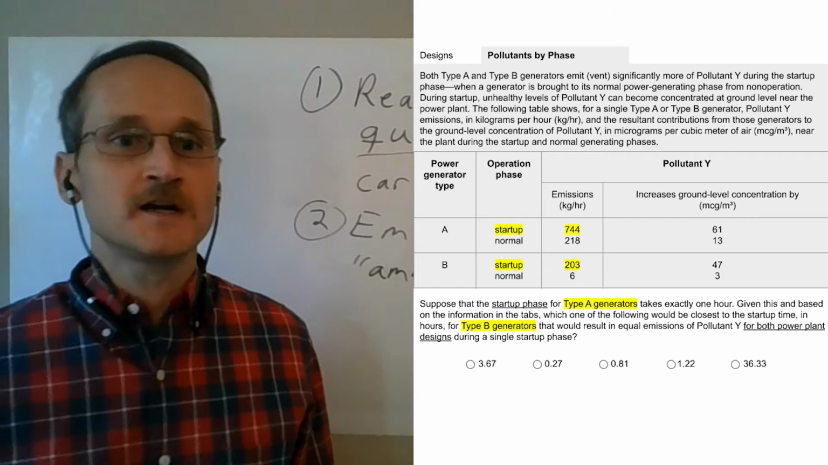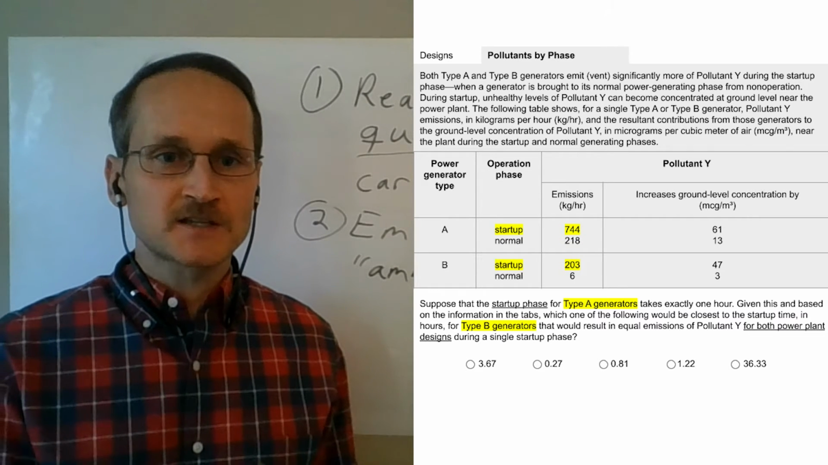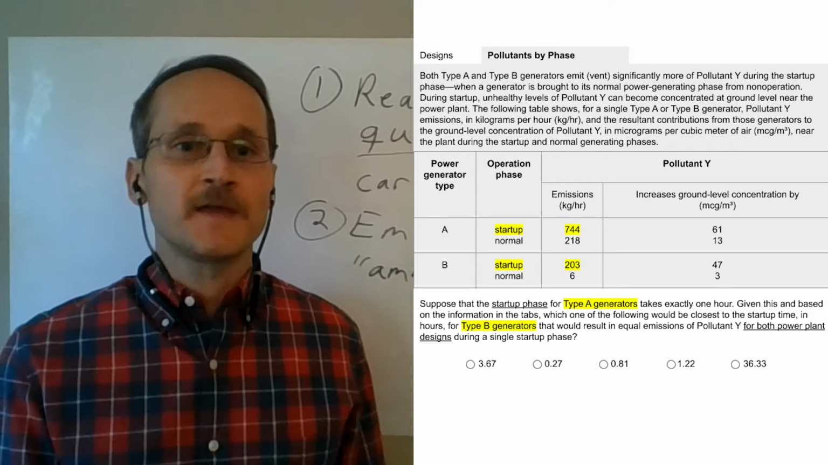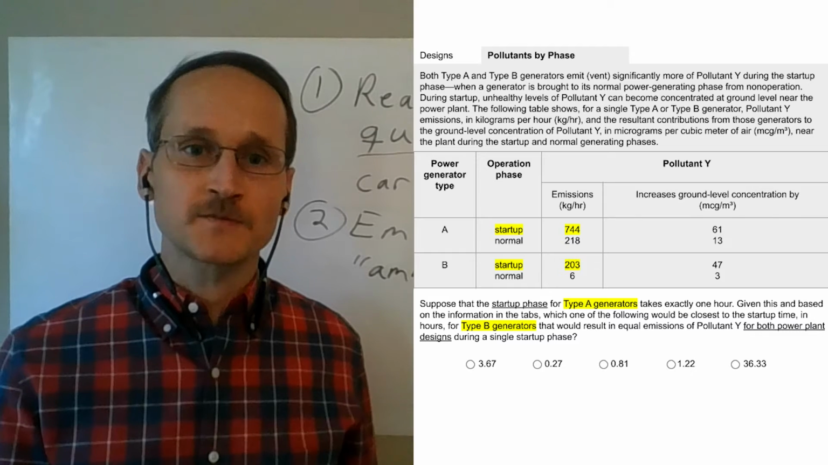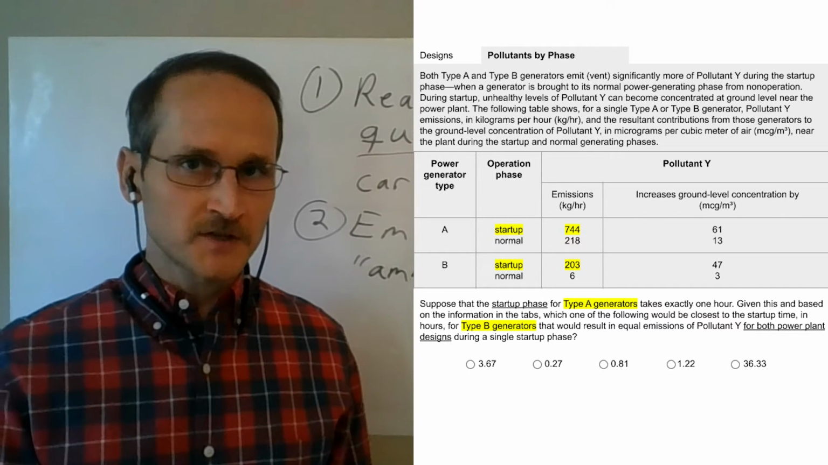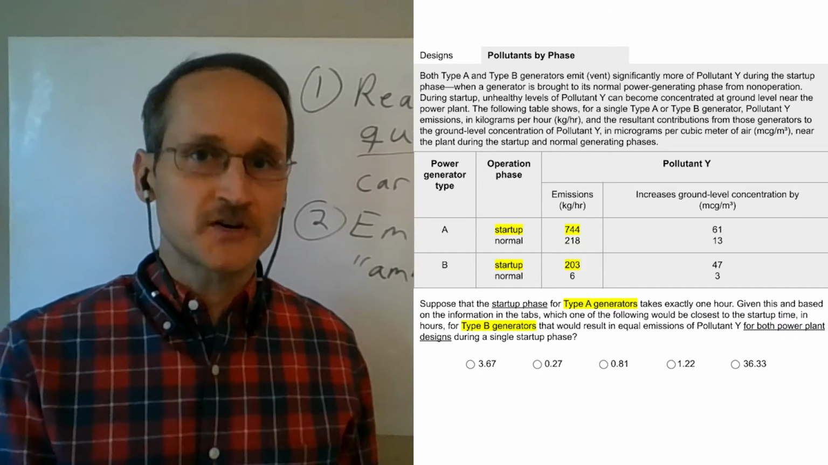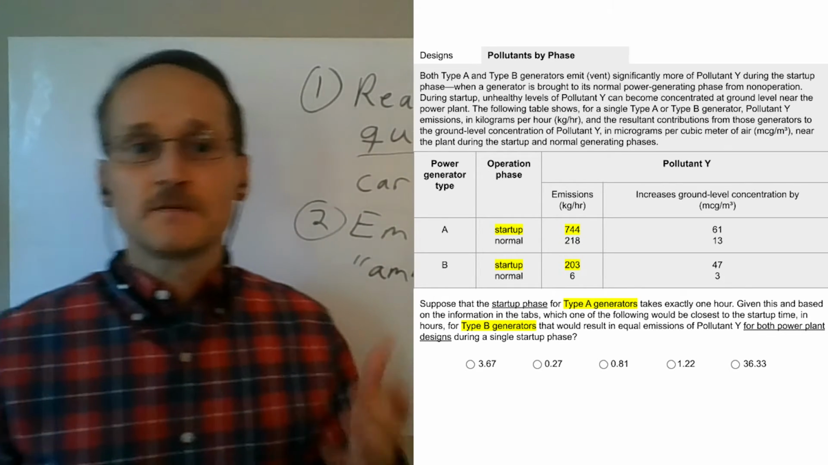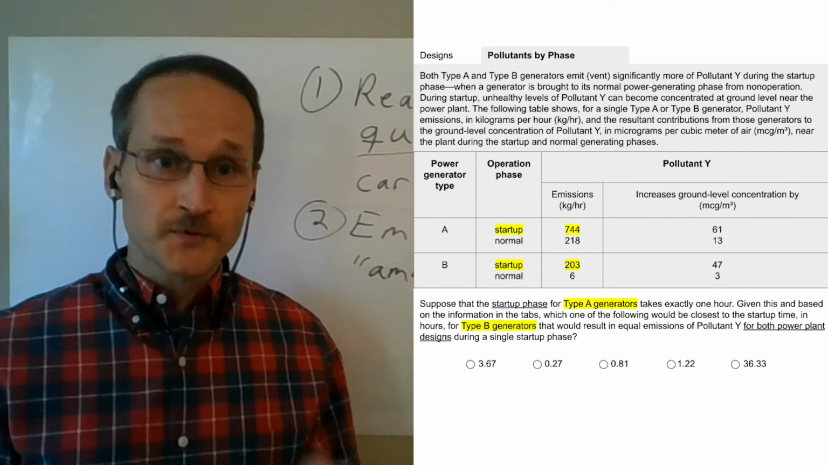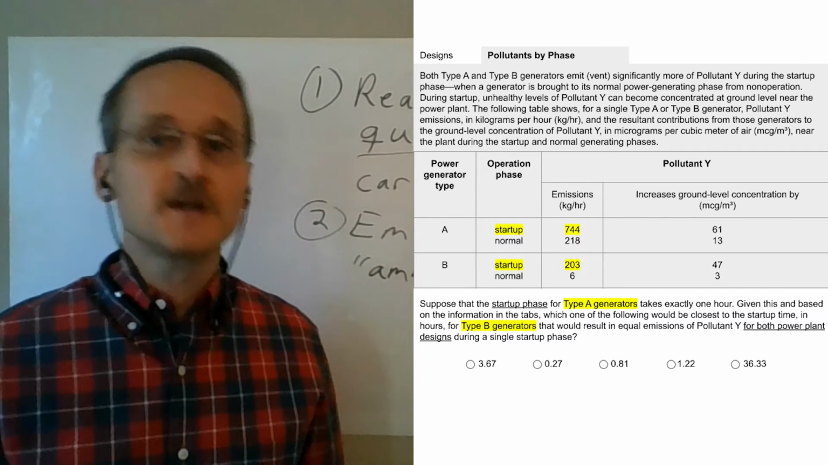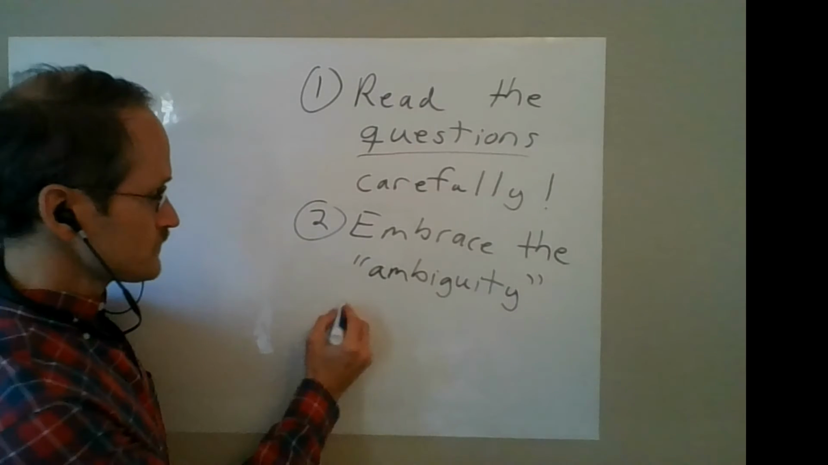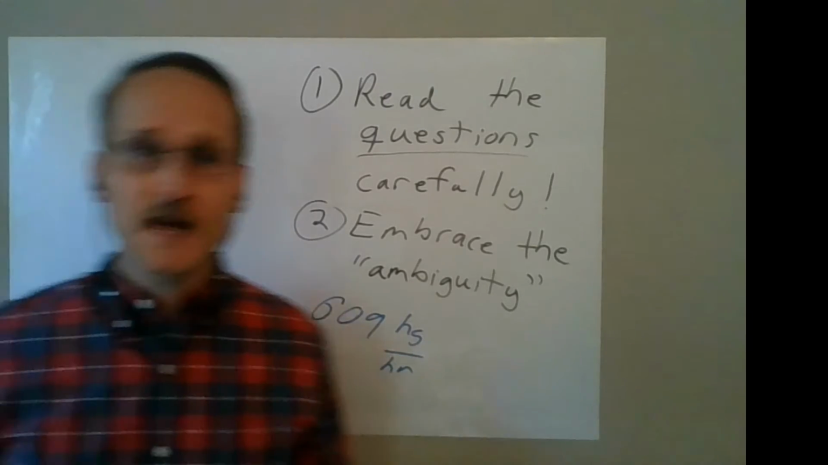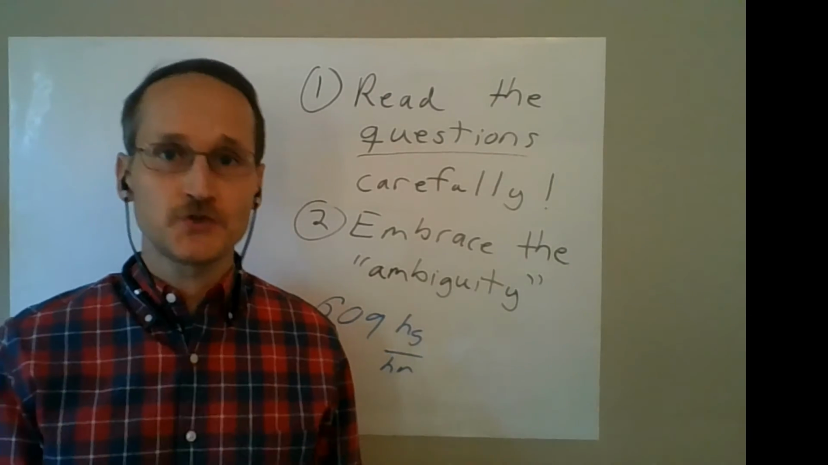So what are they asking here? Well, type A, assuming it takes 1 hour for the startup phase at 744 kilograms per hour, that gives us 744 kilograms of pollutant Y. And we're looking for a startup phase for type B generators that would result in the same amount of emissions of pollutant Y. So type B, 203 kilograms per hour per generator. Since we have 3 of those, 609 kilograms per hour is the rate at which pollutant Y is emitted for the design 2.